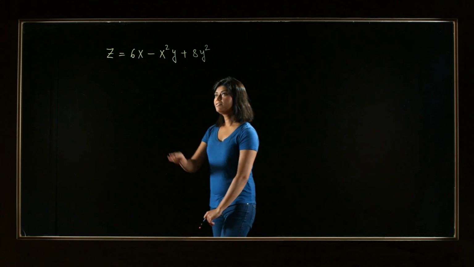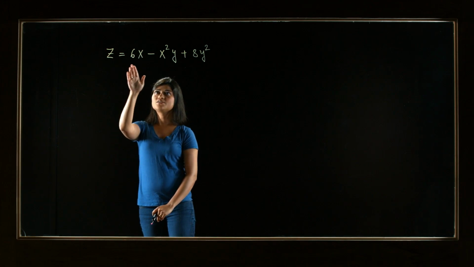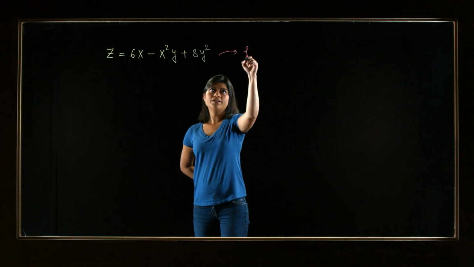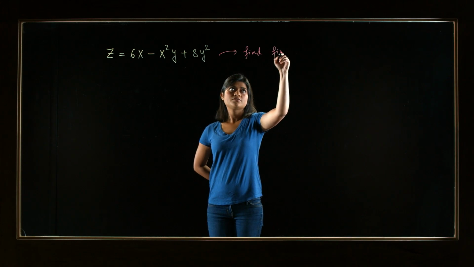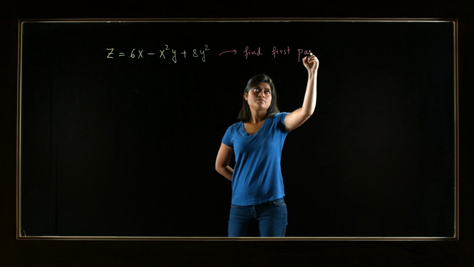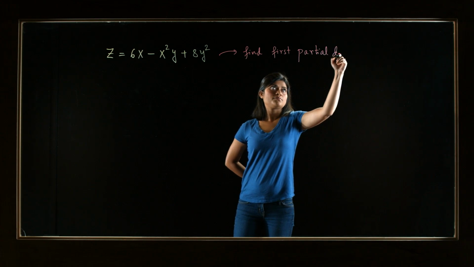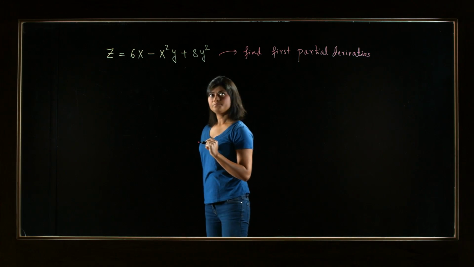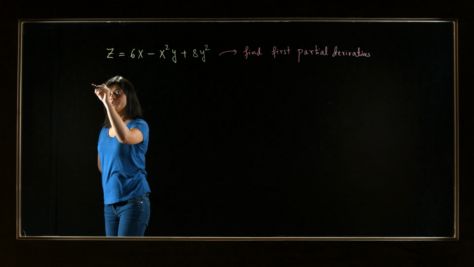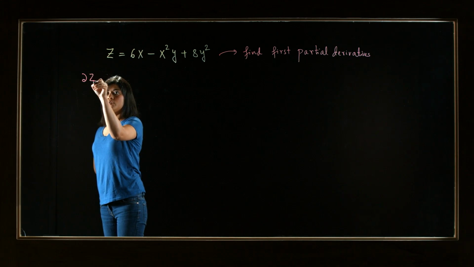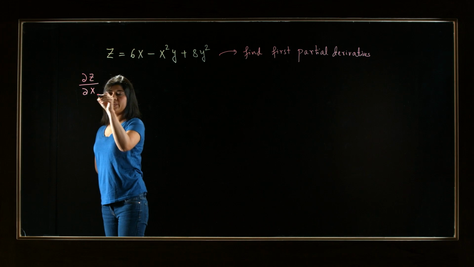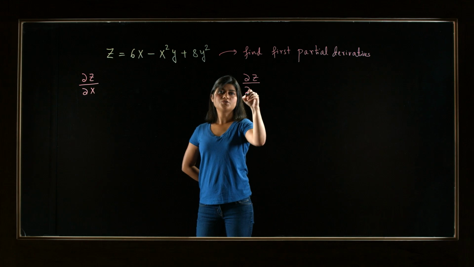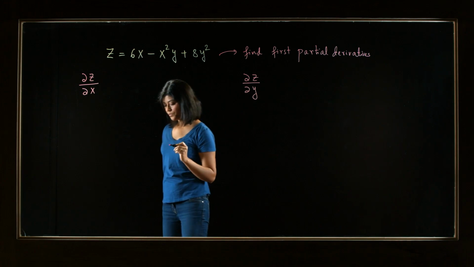In this problem, we have this function of two variables. Z is equal to 6x minus x squared y plus 8y squared. And we have to find the first partial derivatives of this function. So we have to compute the partial derivative of z with respect to x and the partial derivative of z with respect to y.